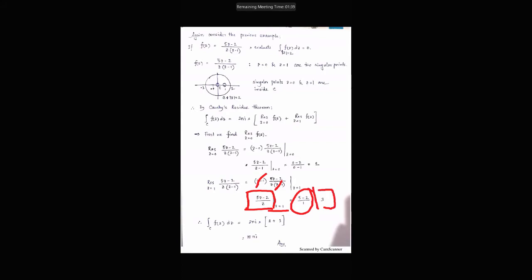So finally in this equation we put the values of these residues, and we get 2 pi i into the residue at the point z equal to 0 plus the residue at the point z equal to 1. So we get the value 10 pi i. That is the result, same as the previous result.